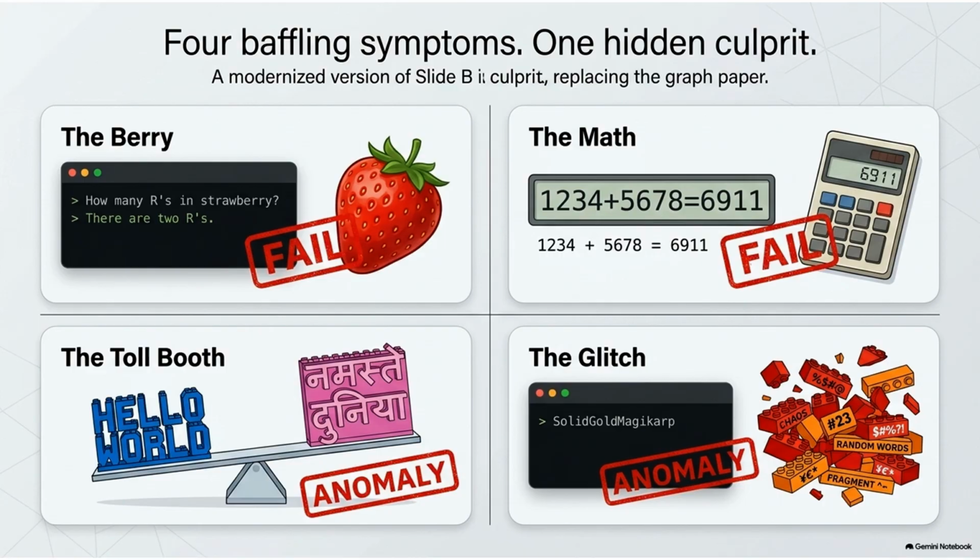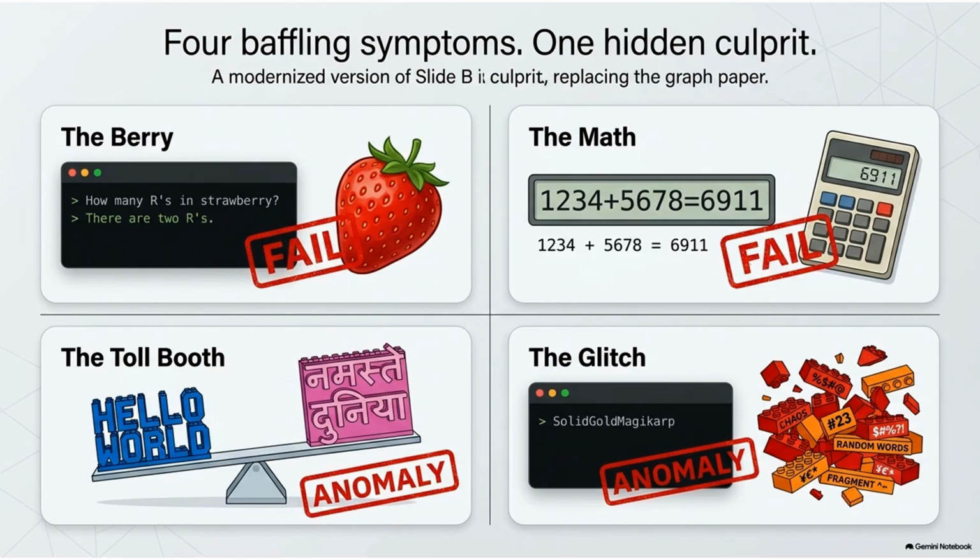Symptom 1, the berry: it miscounts letters in a word a 5-year-old can spell. Symptom 2, the math: it fumbles arithmetic that a pocket calculator solved in 1970, not complicated maths. Addition. Symptom 3, the toll booth, and this one is the one almost nobody talks about. Write the exact same sentence in Hindi instead of English, and it costs you 2 to 3 times more money. Same meaning, same information, higher bill.